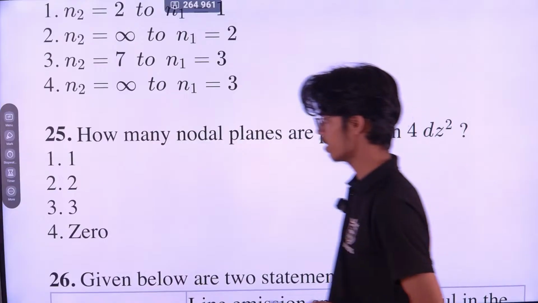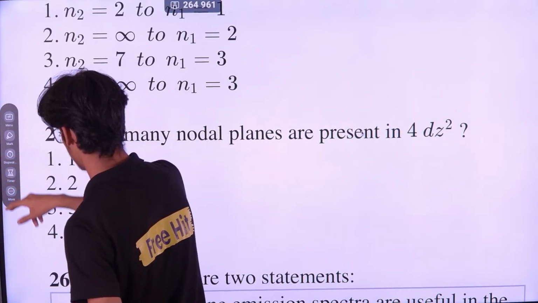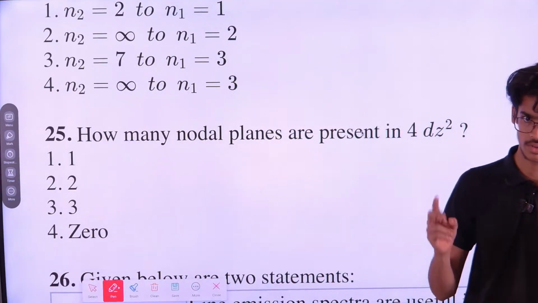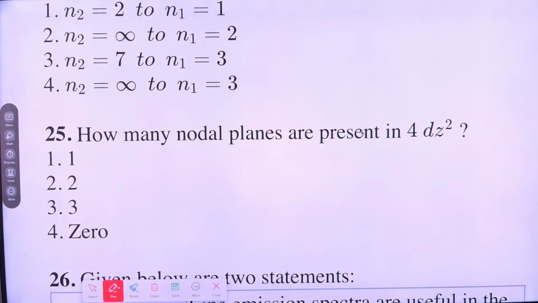So how many nodal planes are there in 4dz square? I have told you one formula: number of radial nodes, nodal planes, and number of total nodes. Let's see if you are able to do this question or not. This one is a special question. Tell me. How many nodal planes are present in dz square?